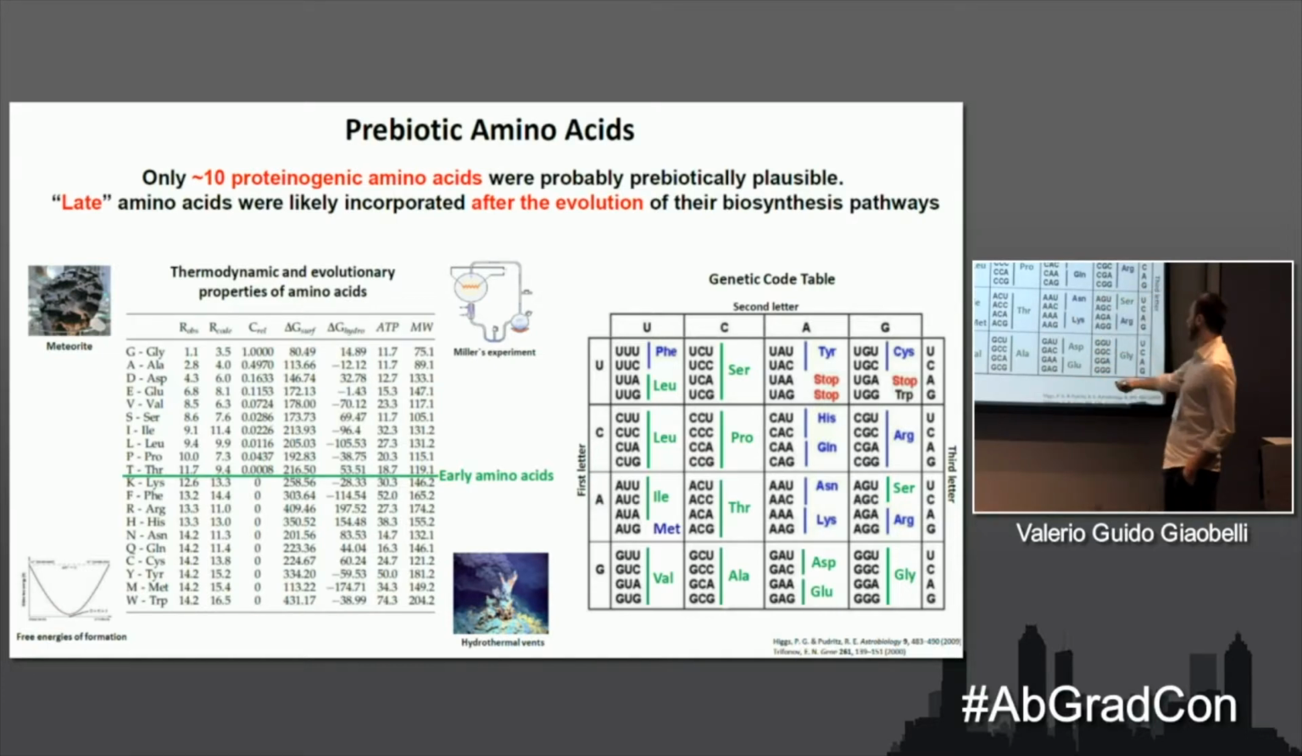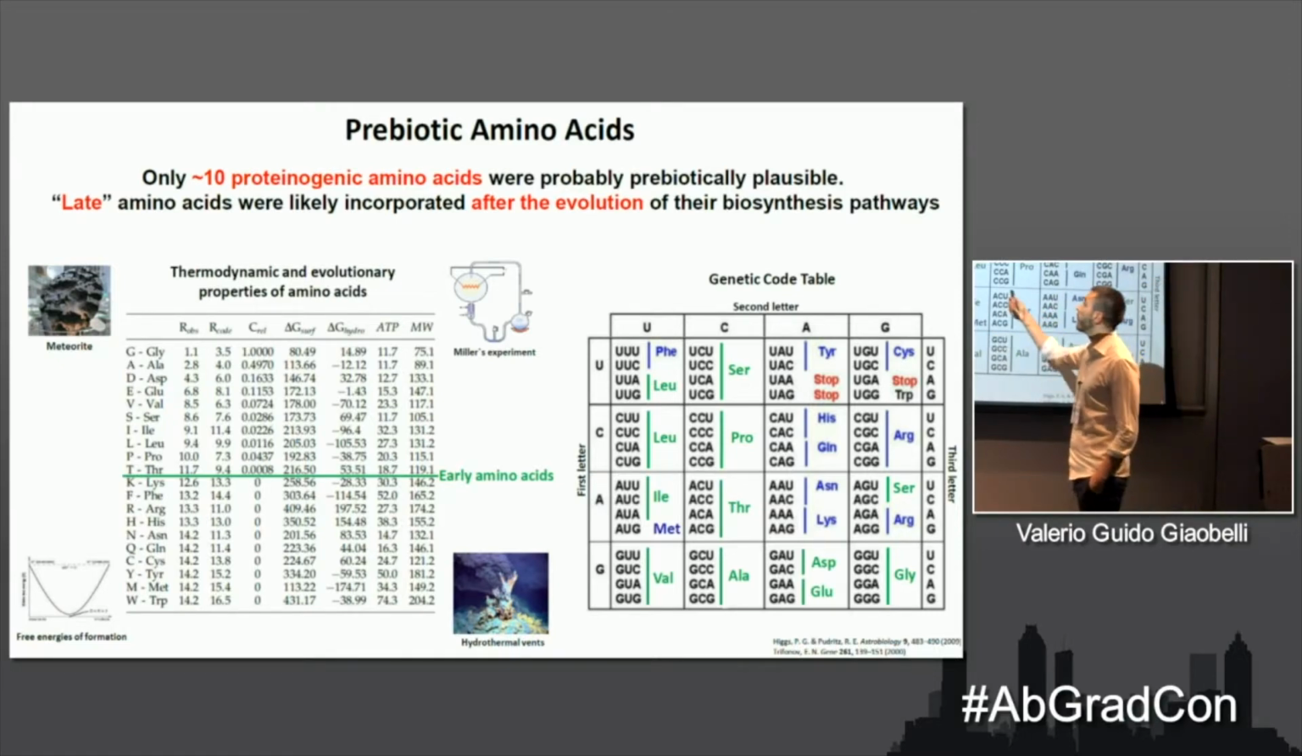Particularly, Higgs and Pudritz summarized all the different theories and also all the different evidence about the abundance of the different amino acids, for instance, in the Miller experiment, in meteorites, or in the presence of hydrothermal vents. So they classified all the amino acids on the basis of their abundance in these environments.